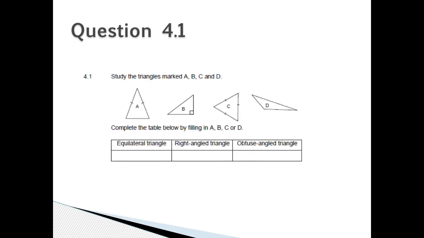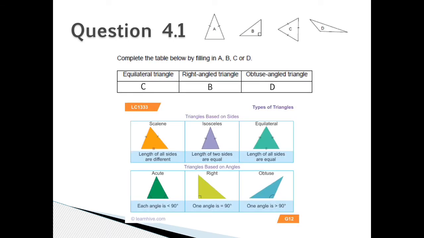Question 4.1. Study the triangles marked A, B, C, and D, and then complete the table below by filling in A, B, C, or D. We have an equilateral triangle, a right angle triangle, and an obtuse angle triangle. Triangles can be defined based on their sides. You have a scalene, where the lengths of all sides are different. You have an isosceles, where the lengths of two sides are equal. And you can have an equilateral, where the lengths of all sides are equal.